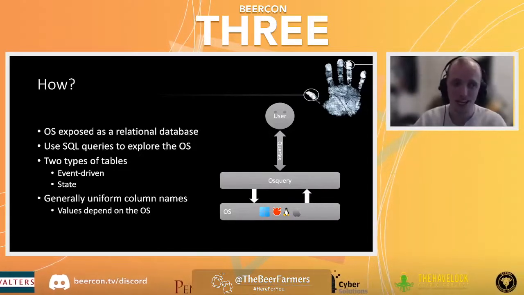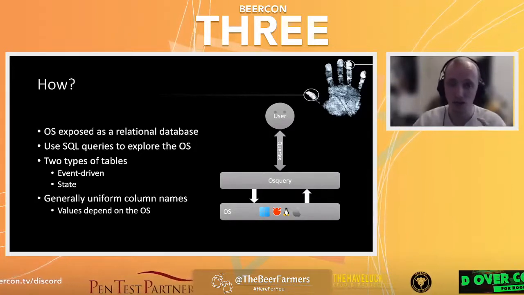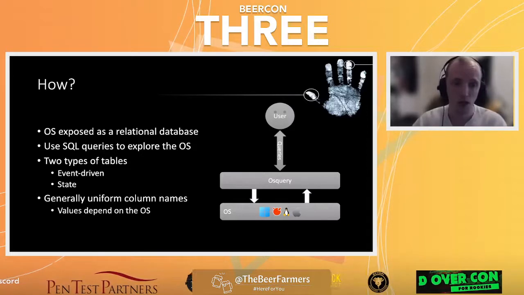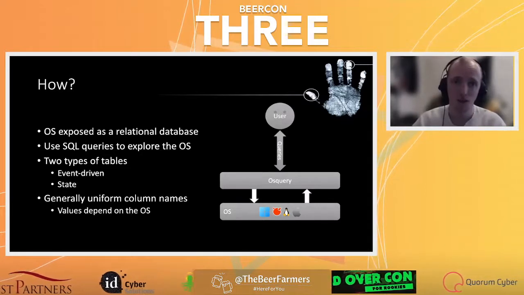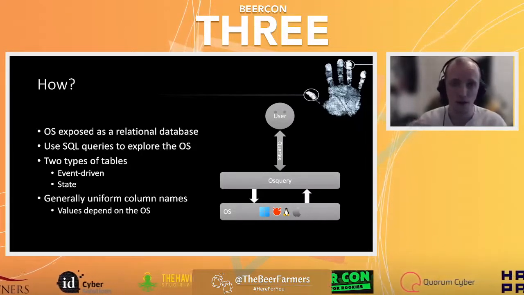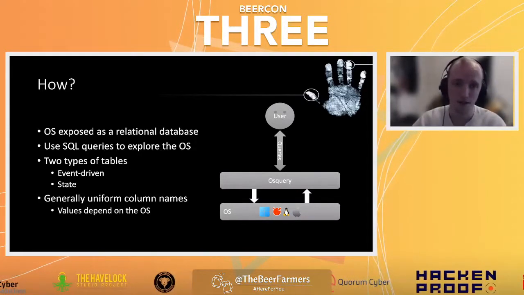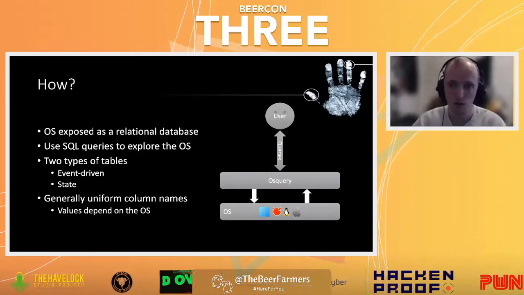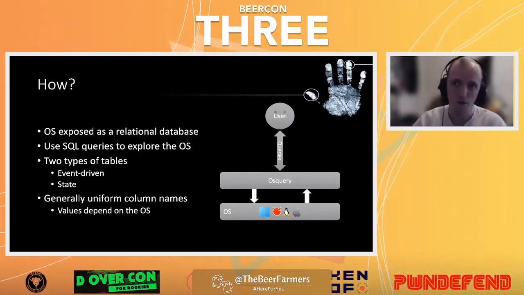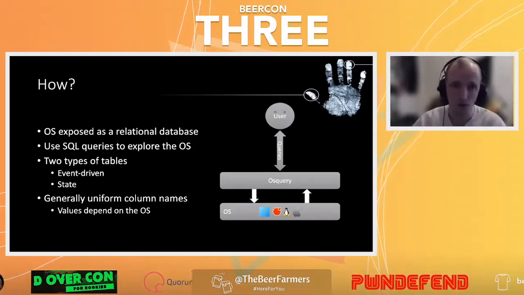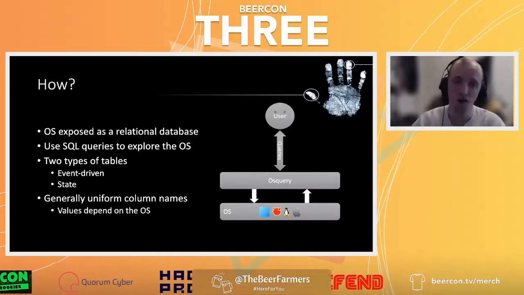OSquery basically exposes your operating system as a relational database. You can use SQL queries to explore that operating system. It can do that in two different ways: you have either event-driven tables or state-driven tables. The event-driven table is a table that has all the events you want to monitor from a certain item. For example, you want to monitor the file events in a certain directory, to see files created, deleted, or modified. You can tell OSquery to monitor that directory for you, and that table will contain all file events that happened in that directory.